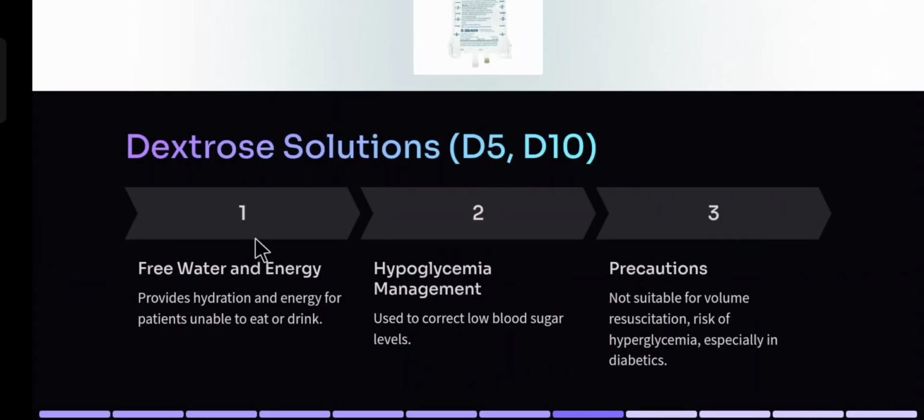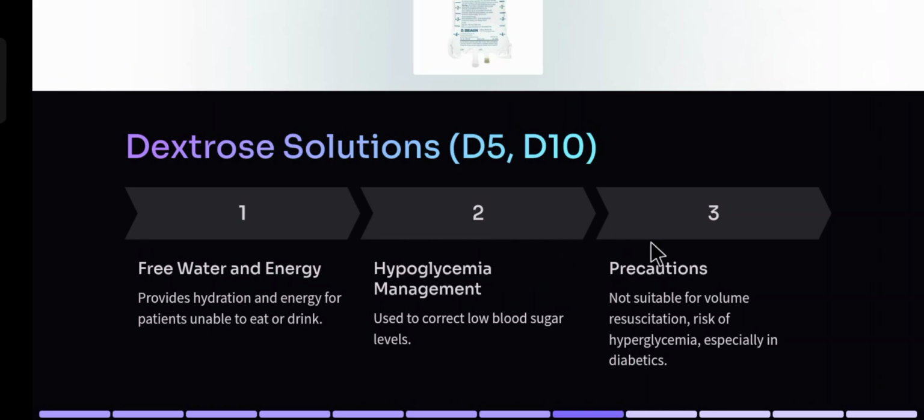1. Free water and energy. Dextrose solutions provide both hydration and a source of glucose, energy, for patients who are unable to eat or drink, supporting their energy needs and preventing catabolism, the breakdown of body tissues. 2. Hypoglycemia management. Dextrose solutions are used to correct low blood sugar levels, hypoglycemia, particularly in situations where patients cannot maintain their blood glucose levels through normal eating.